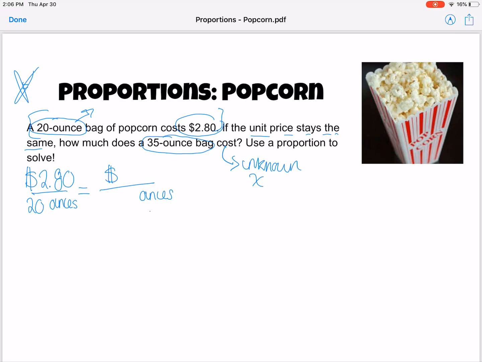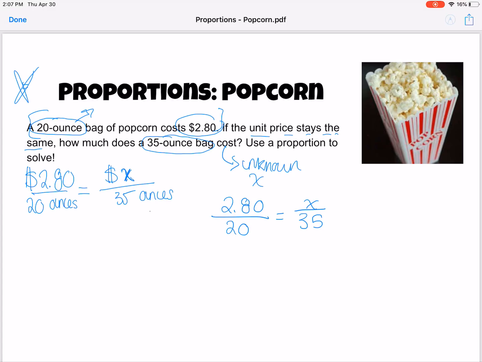It says the unit price stays the same, and then we're looking for the cost, so we don't know the cost, so I'll put an X there, of a 35-ounce bag of popcorn. Okay, so now our proportion is filled out. I'm going to rewrite it without our units because that's going to make solving it easier. So 2.80 over 20 equals X over 35.